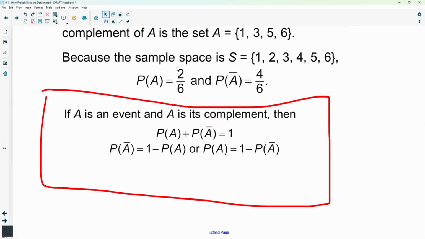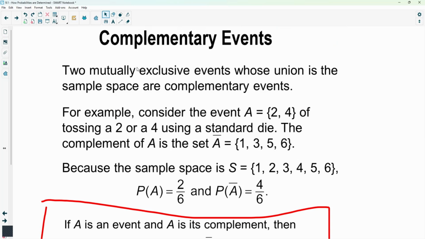Okay. Now we also have what we call complementary events, and this is important, right? Because when they ask to find the complement and how to label. So 2 mutually exclusive events, remember they don't share anything, whose union is the sample space are complementary. So say, for example, consider the event A of tossing a 2 or a 4 using a standard die. Remember that in the standard die, we have 6 faces, 6 numbers.